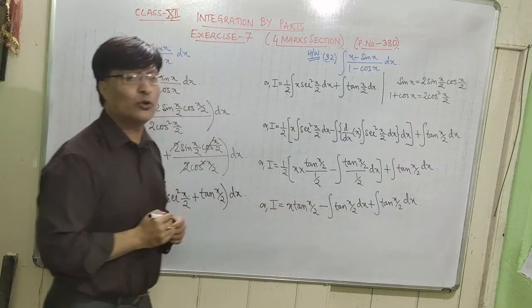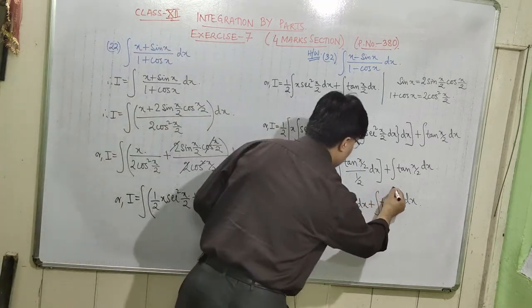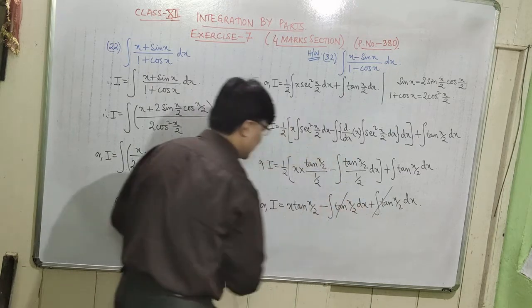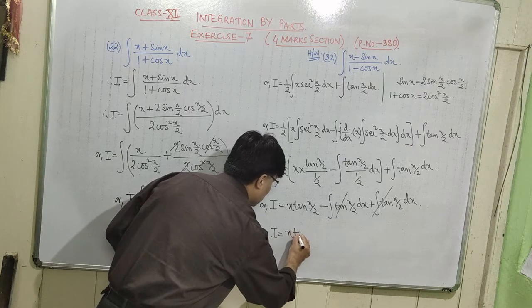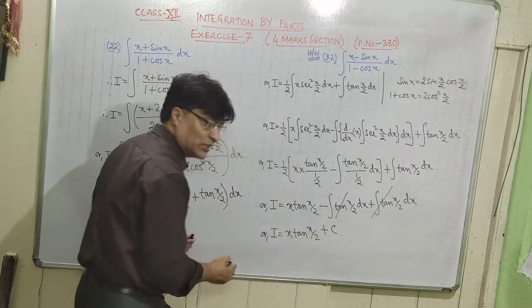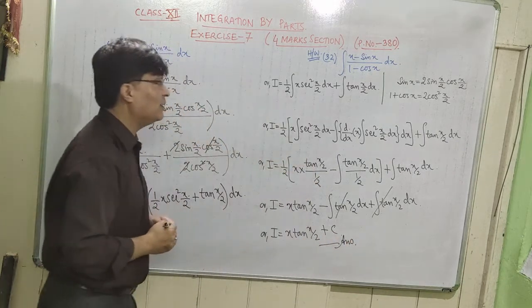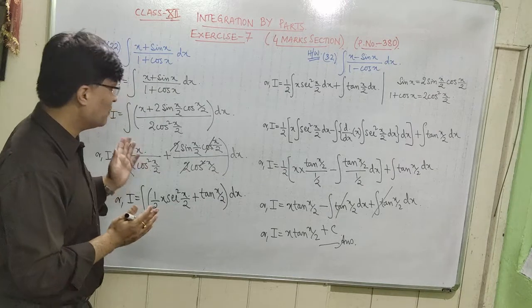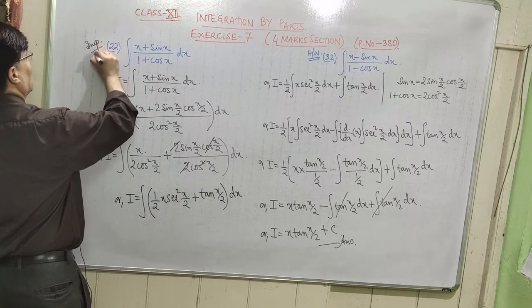So in this case you don't have to integrate tan x by 2 dx because these two are the same but opposite sign. You can cancel it. So what is the answer now? x tan x by 2, and in this answer you have to add plus c, which is a constant of integration. So this is the final answer. I hope you have understood it. So this question is also very, very important, right?